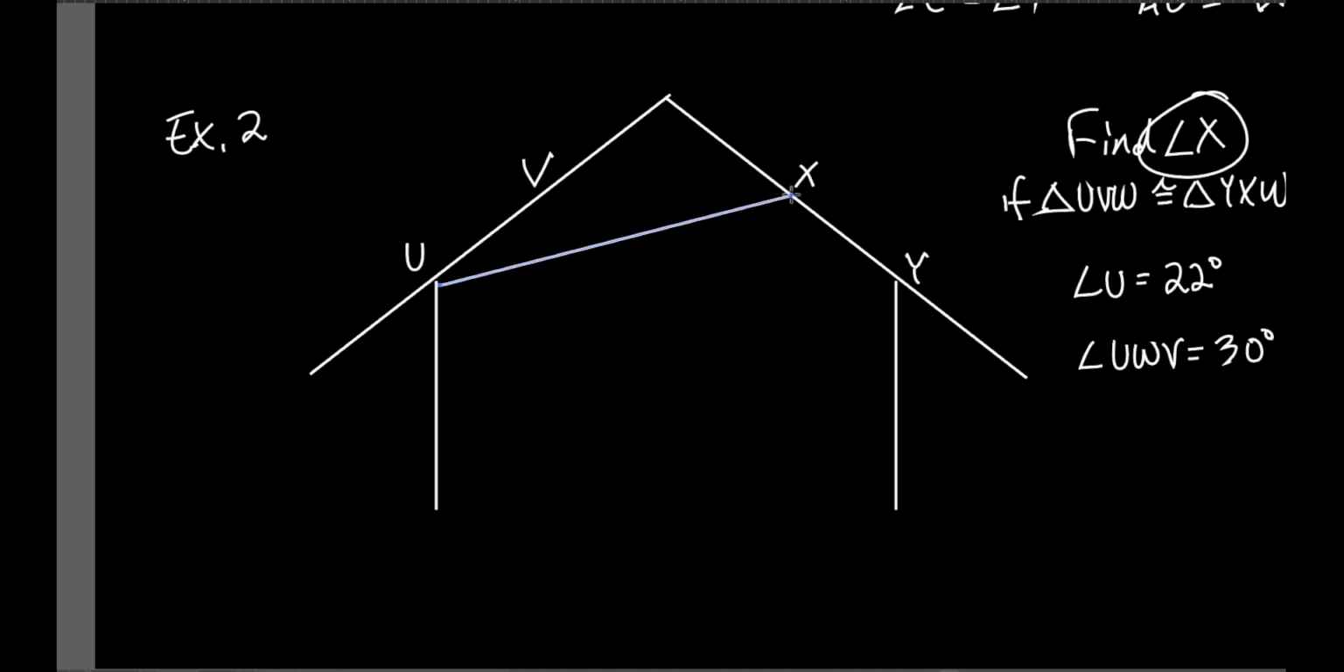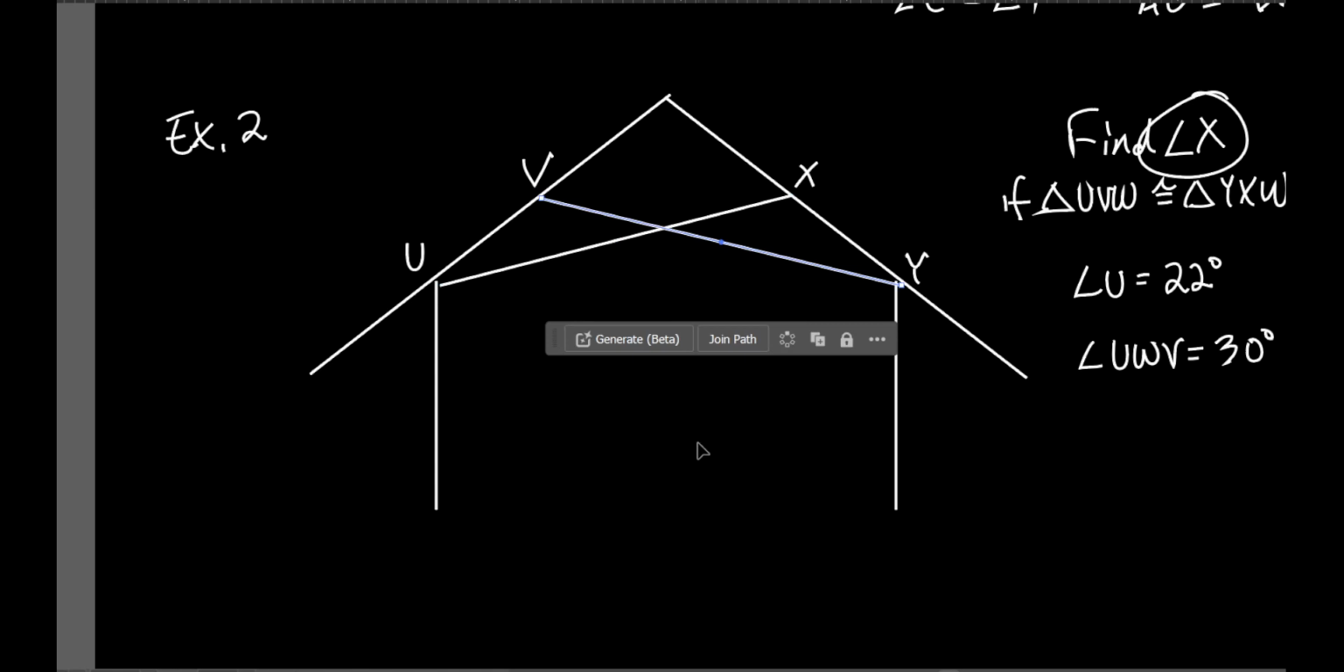So let's put these in here again. This may not be super accurate, but it's close enough. Okay. All right, so let's put some stuff in here. What do I know? Angle U is 22 degrees. So angle U, this one right there, is 22 degrees. All right, what else do we know? Angle UWV, where's that? I forgot to put the W in here. There's W. UWV, that's this one right here. That's 30 degrees. And the question says, find angle X, which is this angle right there.